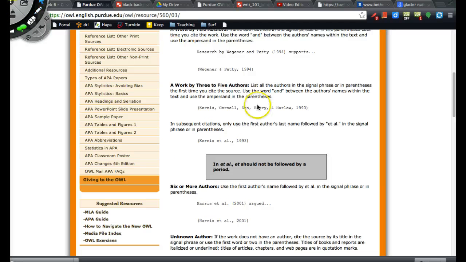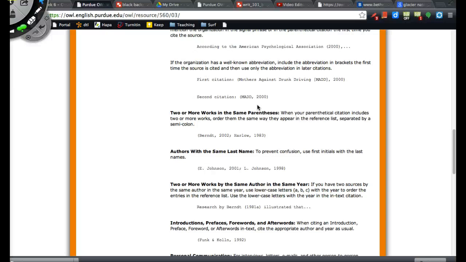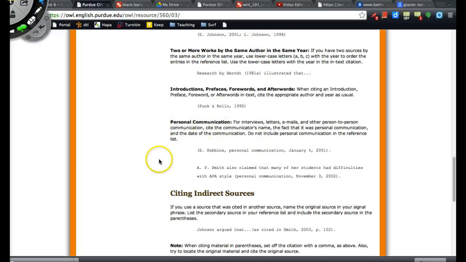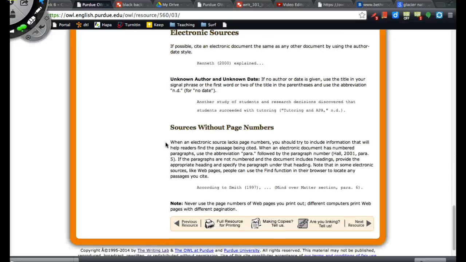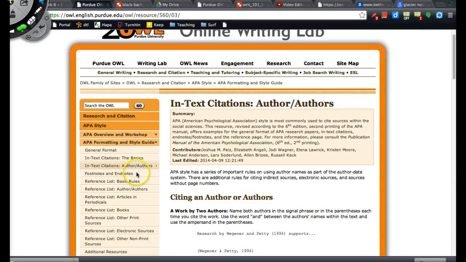Obviously, there's a whole bunch of rules for each different situation. So you're going to want to go through and look at these. Authors with the same last name, how do you handle it? 2 or more works by the same author. Let's say you find one author that wrote 2 really great journal articles. You want to include both journal articles. Well, how do you cite that source when you got 2 articles? Well, here you go. Check it out. Personal communication. So this would be if you would have an email, an interview, something like that with a person. Indirect sources, electronic sources, it goes on. So as you can see here, moving down, you'll then talk about footnotes, endnotes, reference lists, basic rules.